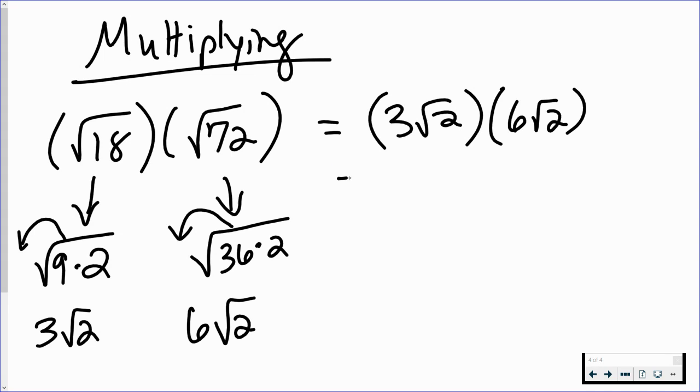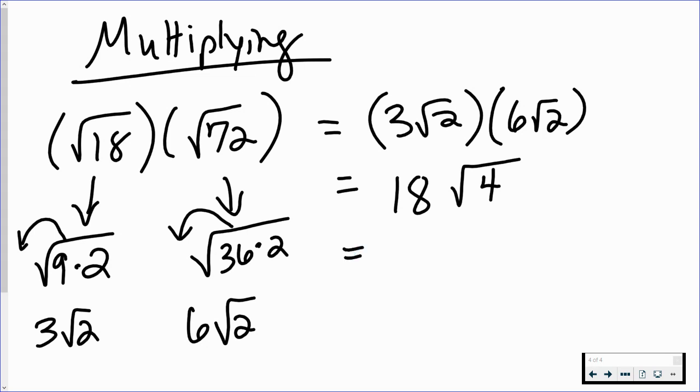Okay, we want to multiply. Anytime you have radicals that you're multiplying, you want to multiply the outside number times the outside number. So 3 times 6, those are the two outside numbers, would give us 18. Now, inside, you want to multiply as well. So inside the square roots, we have a 2 and a 2. So 2 times 2 gives us 4.